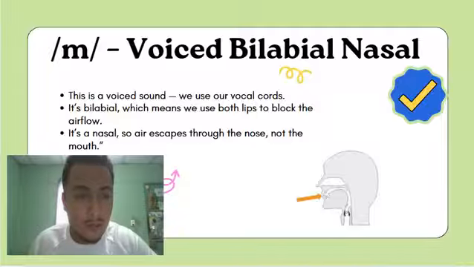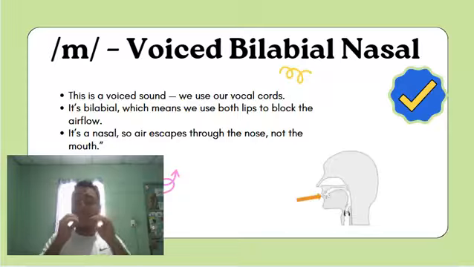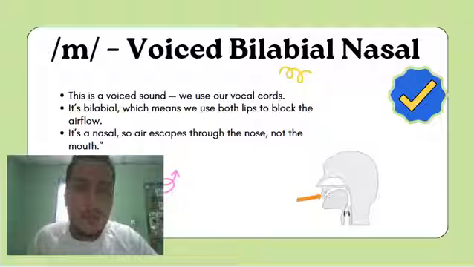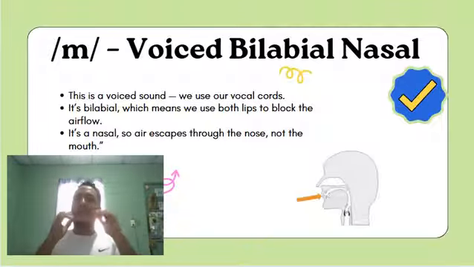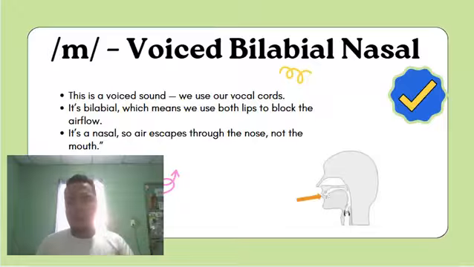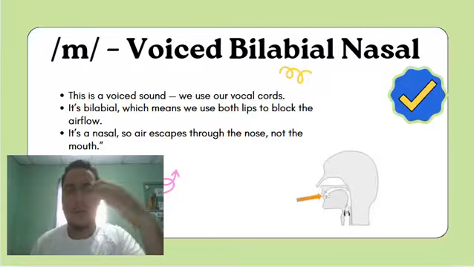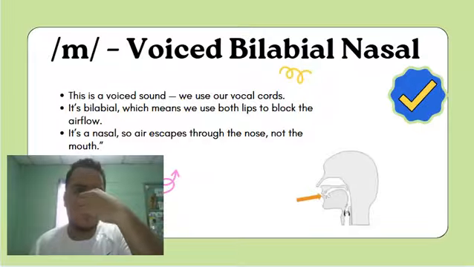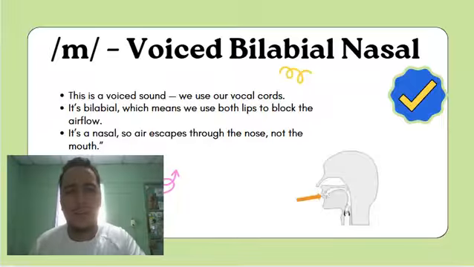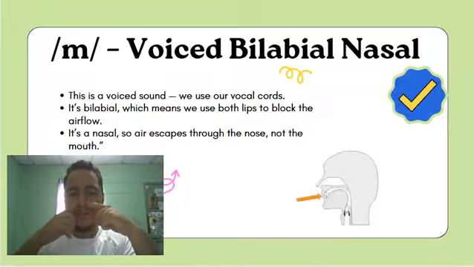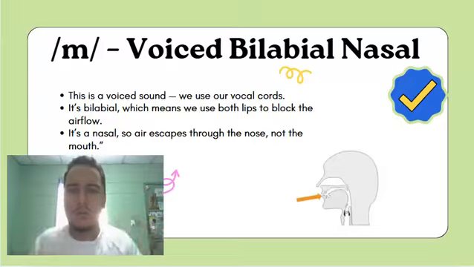It's bilabial, which means we use both lips, and they are closed. It's a nasal because the air escapes through your nose. In that case, if you say the sound but you close your nose, the sound is eliminated. For example, the air escapes through the nose because your lips are closed.